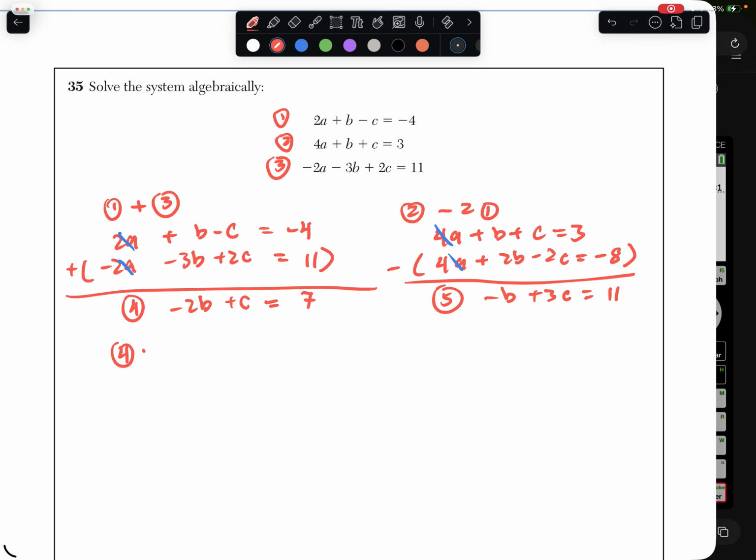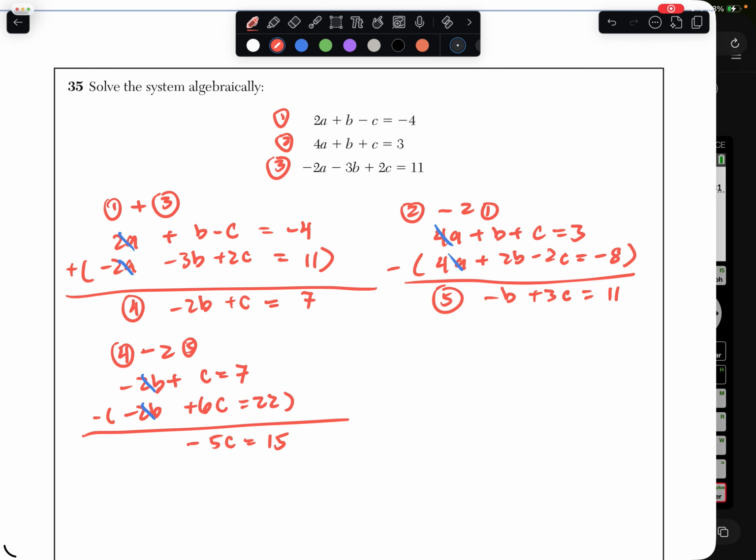So you know what I'm gonna do? I'm gonna do equation 4 minus 2 times equation 5. So this is equation 4, negative 2b plus c is equal to 7, and then 2 times equation 5, that's gonna be negative 2b plus 6c is equal to 22. And then when I subtract, I get negative 5c is equal to negative 15. So c is equal to 3. So boom, I got that.